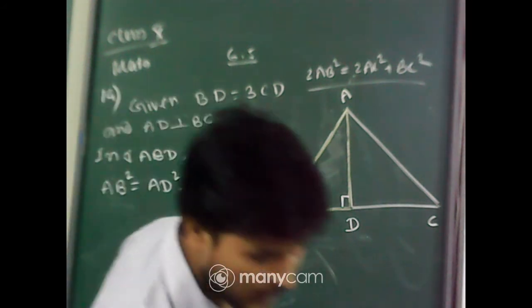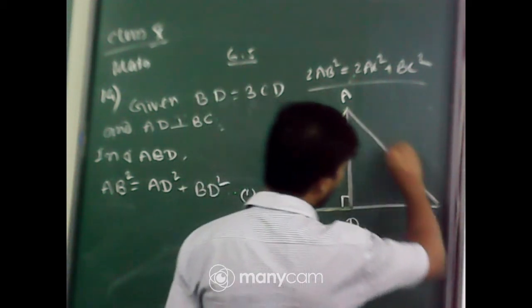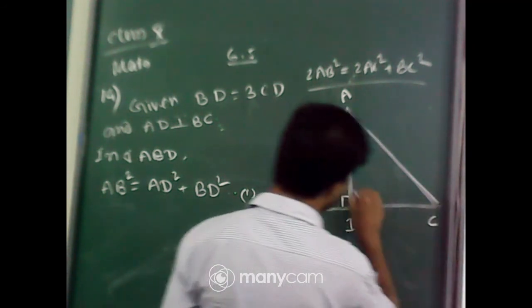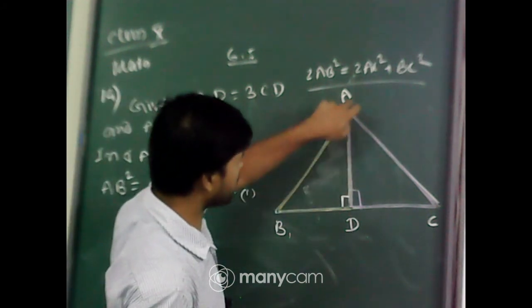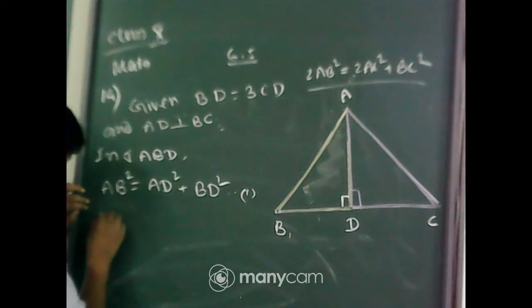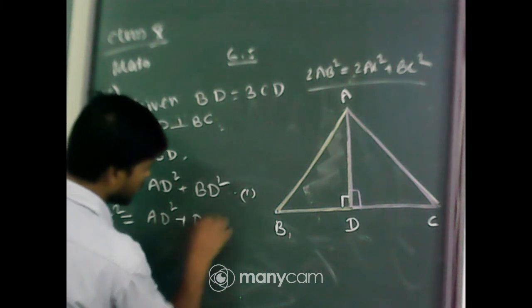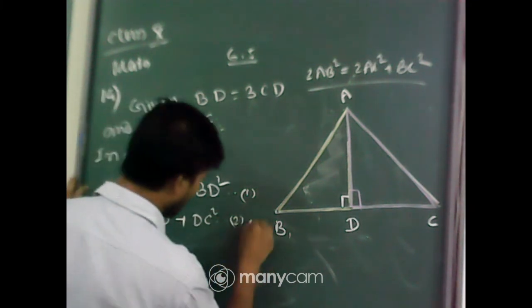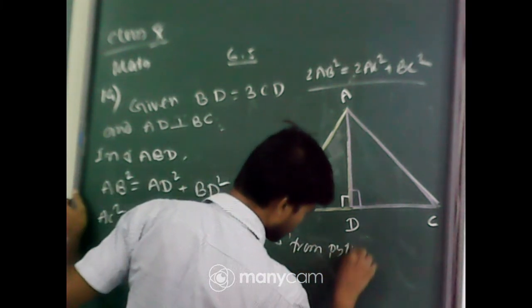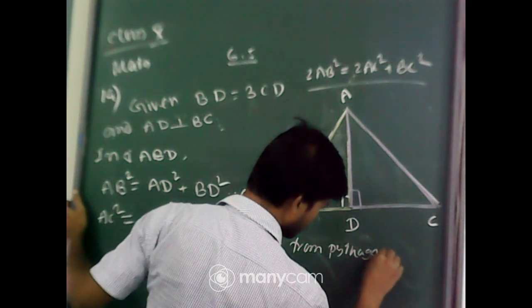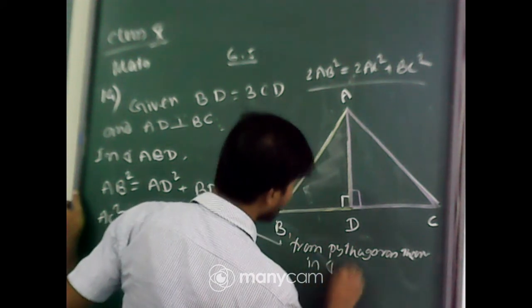Now consider that triangle ADC, and apply the Pythagoras theorem again, because this is also a right angle triangle. So if we apply the Pythagoras theorem in triangle ADC, we have AC square is equal to AD square plus DC square. This is our equation number 2, from Pythagoras theorem in triangle ADC.